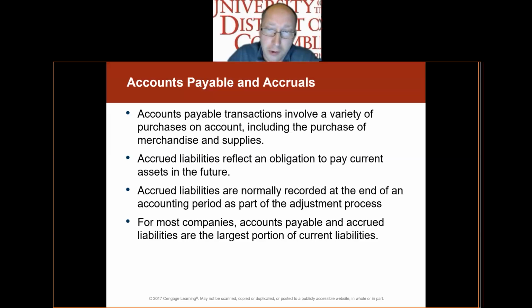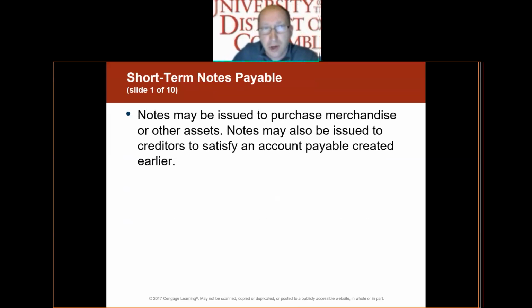Accrued liabilities are normally recorded at the end of the accounting period and are part of the adjustment process. Most companies' accounts payable and accrued liabilities are the largest portion of current liabilities. And that's pretty standard. Usually, if you look at a company's balance sheet, you'll recognize that accounts payable is typically the largest amount for a current liability for the company. That is because they use it frequently, right? So that's current liability.